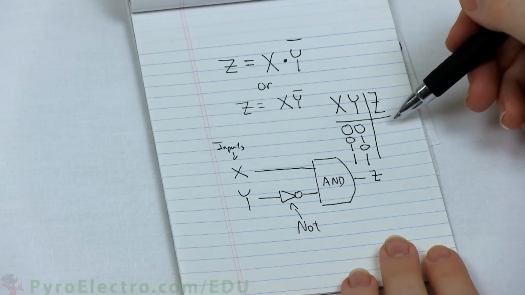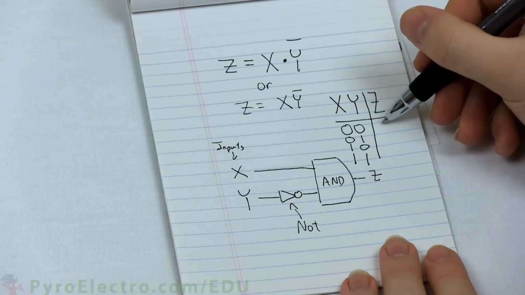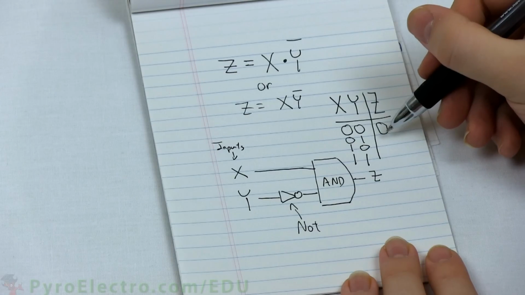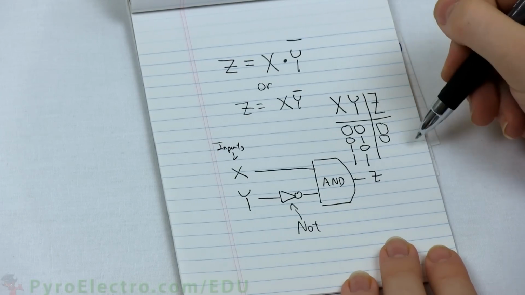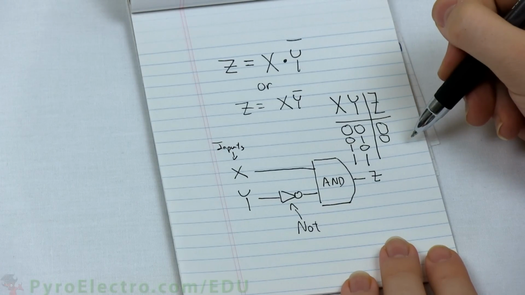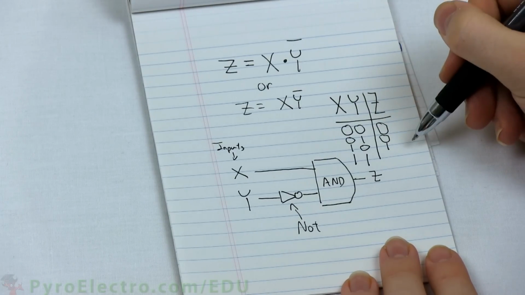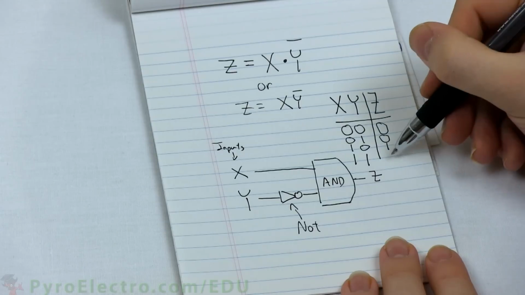When input is 0, 0, the y input turns into a 1, and the AND gate sees 0, 1, so output is 0. When input is 0, 1, the AND gate sees 0, 0, and the output is 0. When input is 1, 0, the AND gate sees 1, 1, and the output is 1. And finally, when input is 1, 1, the AND gate sees 1, 0, and so the output is a 0.